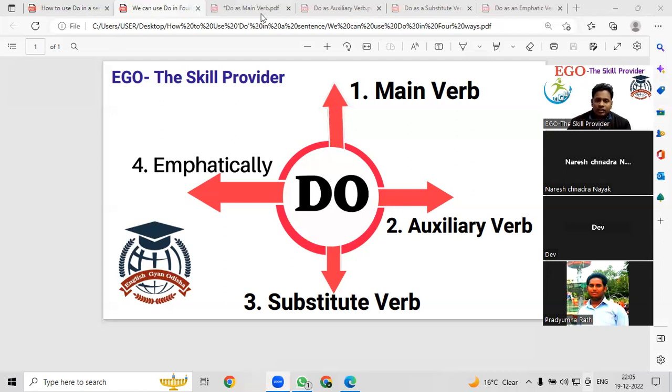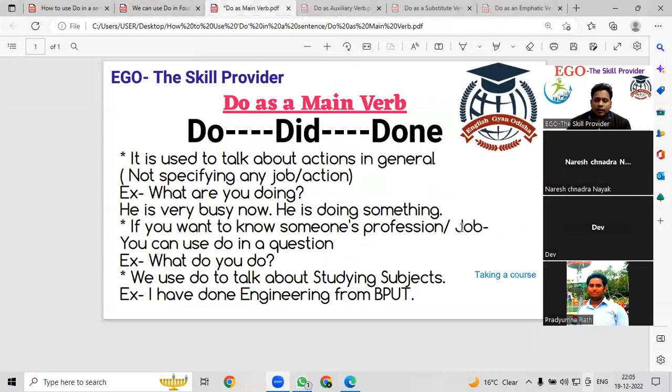The first one is do as a main verb. Let me check it out. First let me explain everything. Then I'll take your questions. Whatever doubt you have, you can ask me. It is used to talk about actions in general.